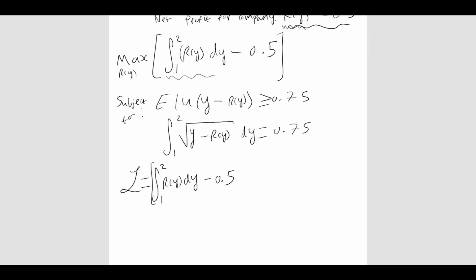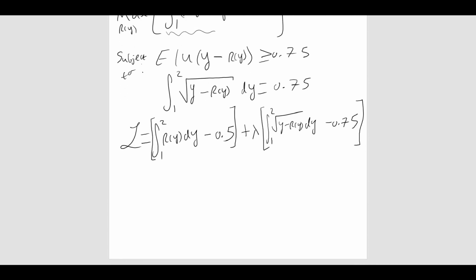The profit for the student loan company, plus lambda times the constraint function, as I call it. So basically, we want to make this business here with the side constraint 0. So I take away 0.75 from both sides. So I have integral 1 to 2 root y minus r of y dy, take away 0.75. And basically, we want to differentiate with respect to r, set that equal to 0, find lambda, sub lambda back in, the same sort of stuff as before.